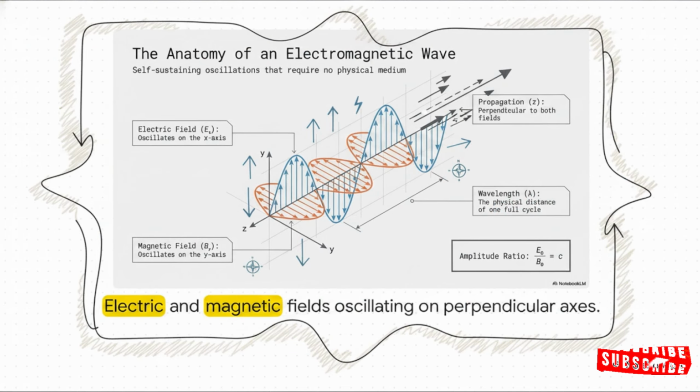Picture a perfectly synchronized dance moving through space. The electric field oscillates up and down on the x-axis, while the magnetic field oscillates side to side on a perpendicular y-axis. The wave itself propagates, or travels, forward on the z-axis, which is perpendicular to both of them. It's just a beautiful, self-perpetuating system.